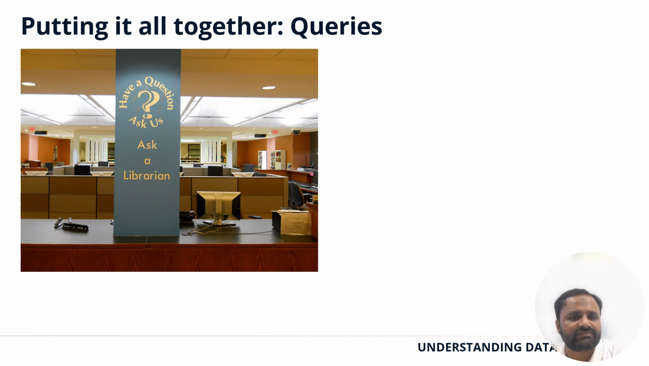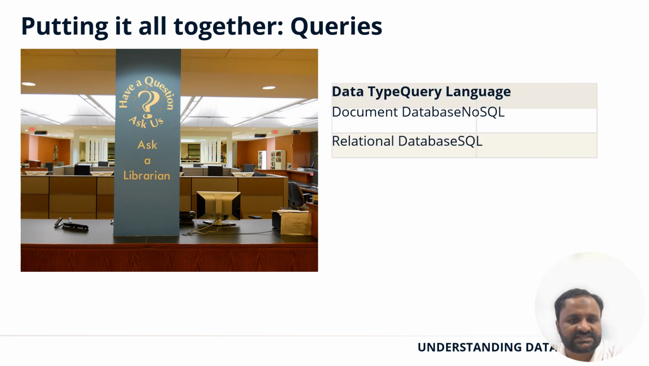Finally, you will need a system for referencing and checking out books. The way you locate and retrieve each book depends on how that book is stored. Similarly, you need a query language to speak to the database. For a document database, we generally use NoSQL, and for a relational database, we generally use SQL.